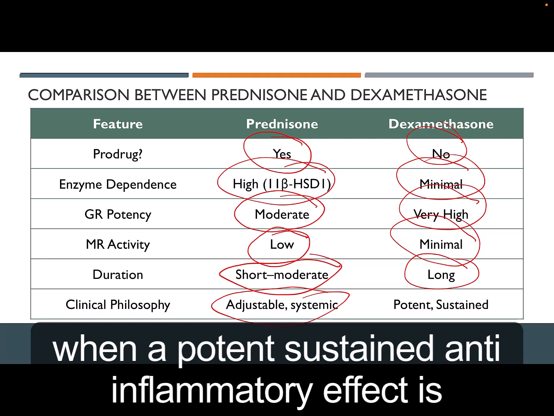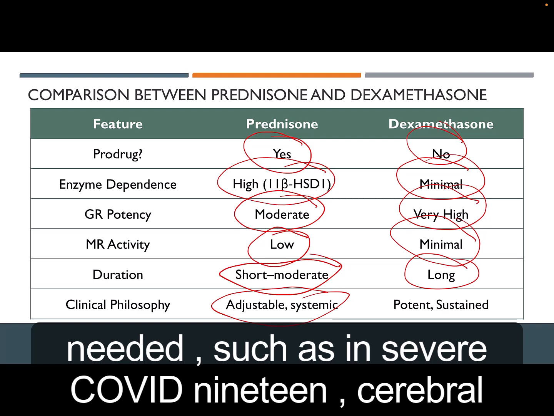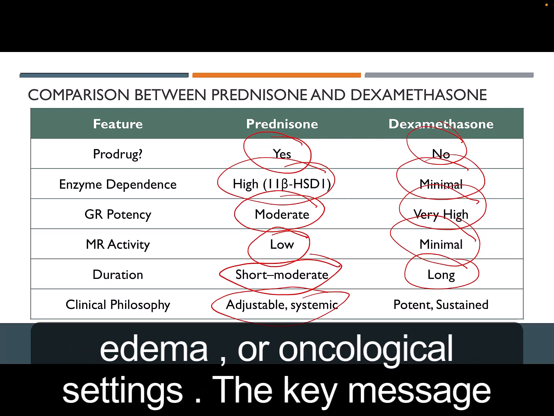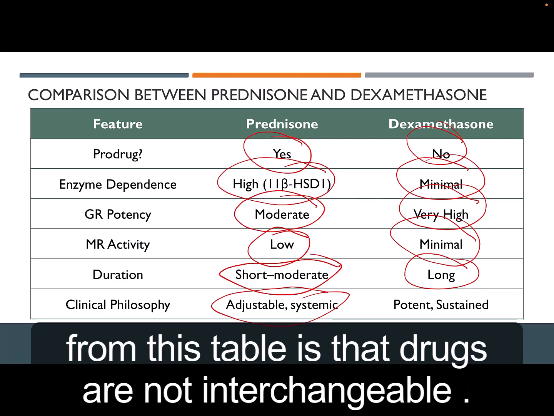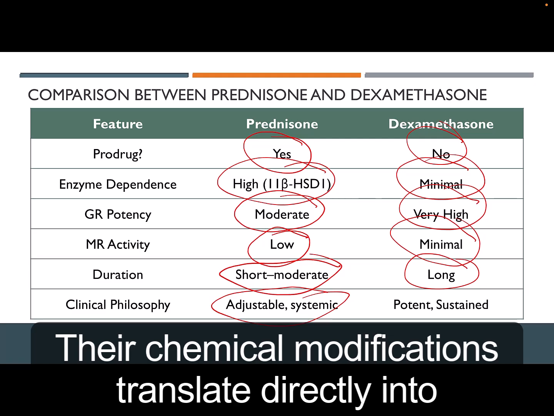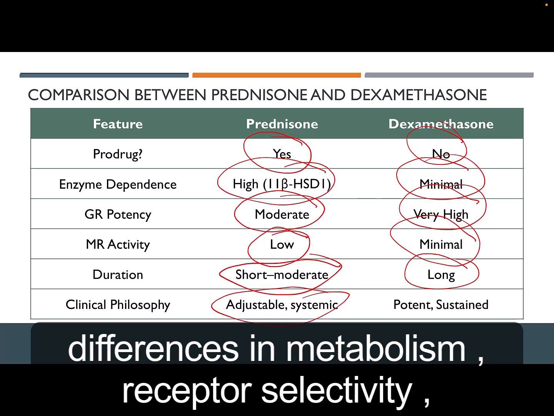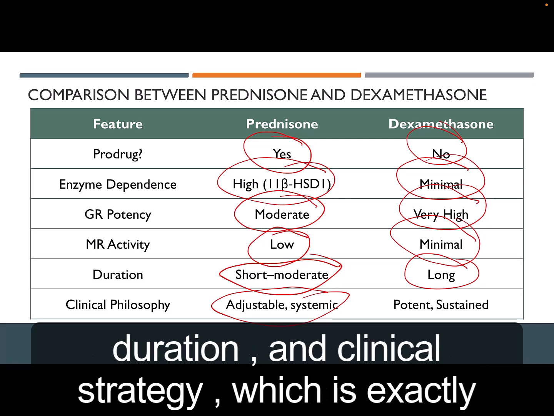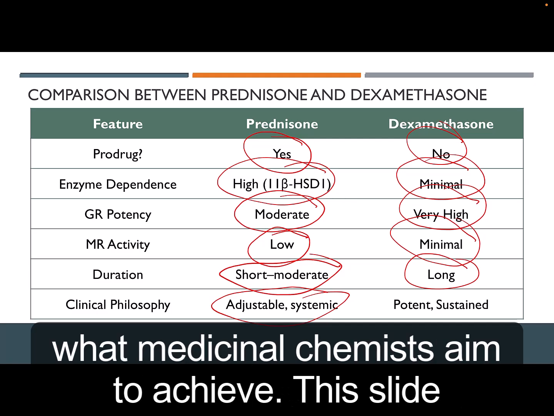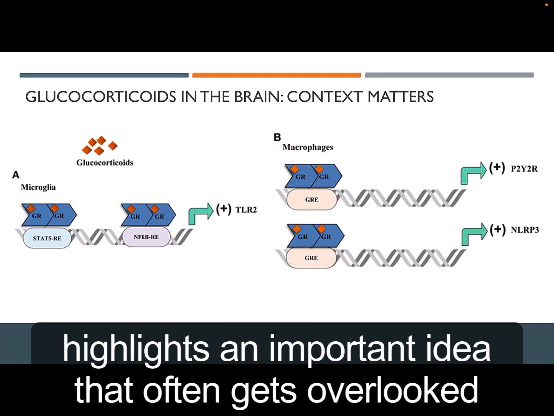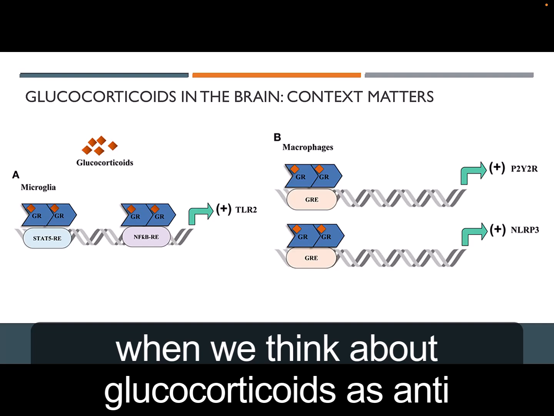Dexamethasone is chosen when a potent, sustained anti-inflammatory effect is needed, such as in severe COVID-19, cerebral edema, or oncological settings. The key message from this table is that drugs are not interchangeable. Their chemical modifications translate directly into differences in metabolism, receptor selectivity, duration, and clinical strategy, which is exactly what medicinal chemists aim to achieve.